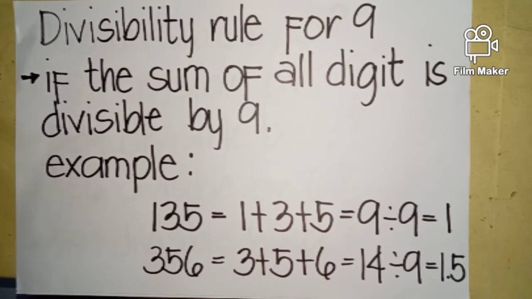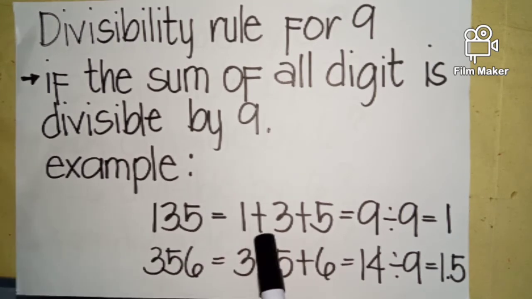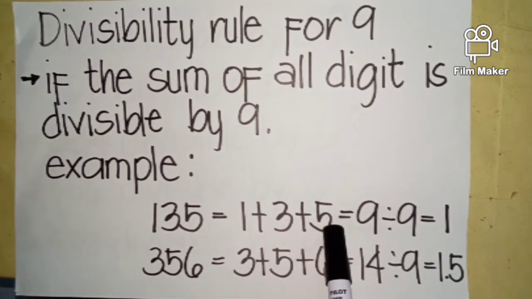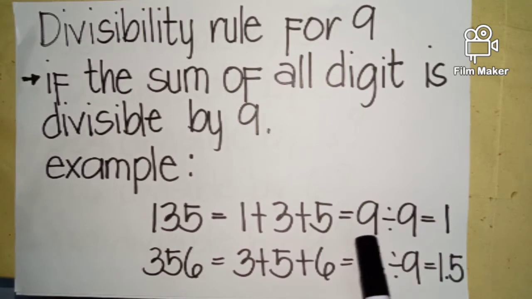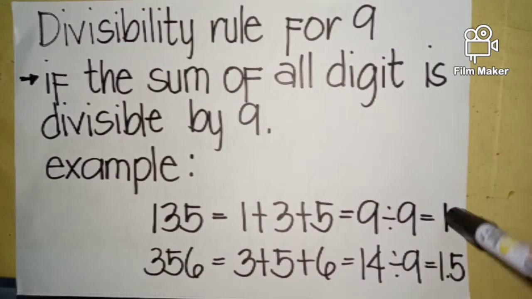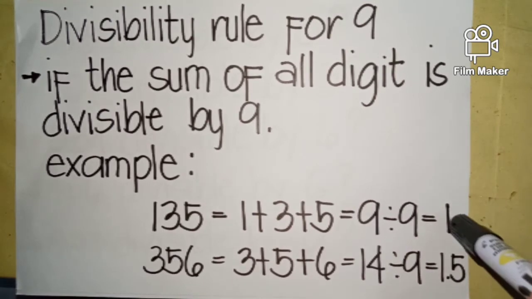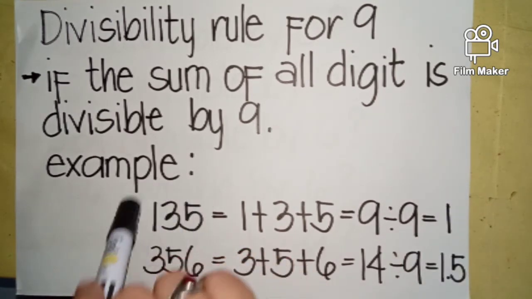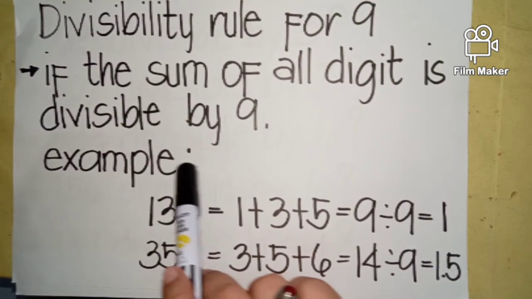So, the example is 135. Let us add 1 plus 3 plus 5 equals 9. Then, let's divide it by 9. 9 divided by 9 is 1. So, therefore, it is divisible by 9. So, 135 is divisible by 9.